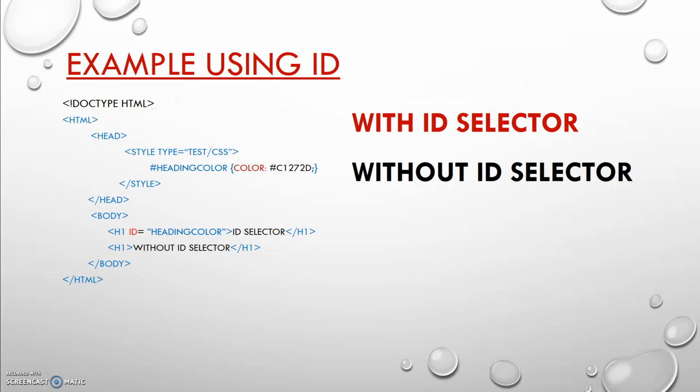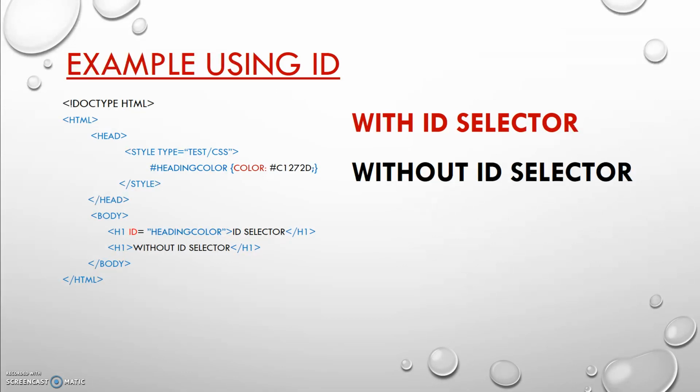An example using the ID selector. Let's say I want to target only one of my headers, because I have two, with the color red and nothing else on the page. To do this, I will need an ID selector. In my head tag, I have the style tags. In the style tags, the ID attribute, heading color, is styled to be red.